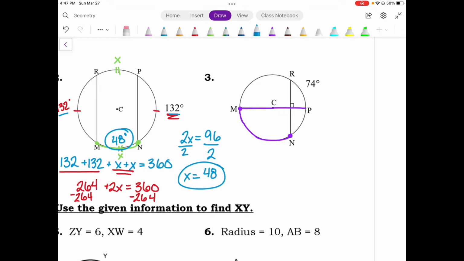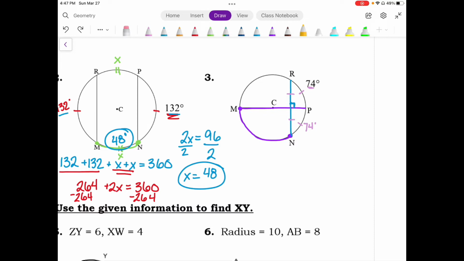Well, I also have this chord that is perpendicular to my diameter. So if I have a chord that's perpendicular to my diameter, then my diameter cuts that chord in half. So two equal halves there. Well, it doesn't just cut the chord in half, it also cuts the arc in half. So I'm going to say that this arc and this arc are the same. So if this top arc is 74, then this bottom arc is also 74.